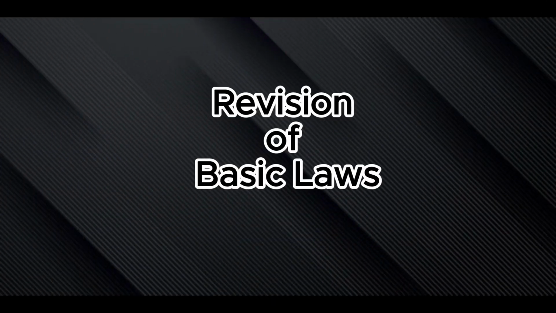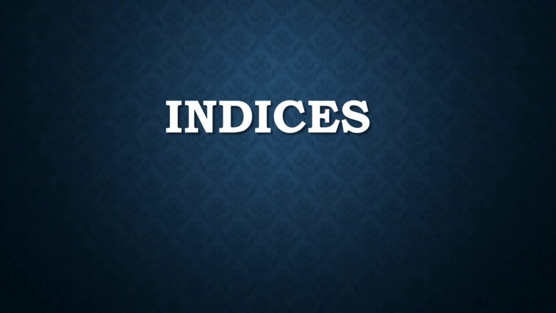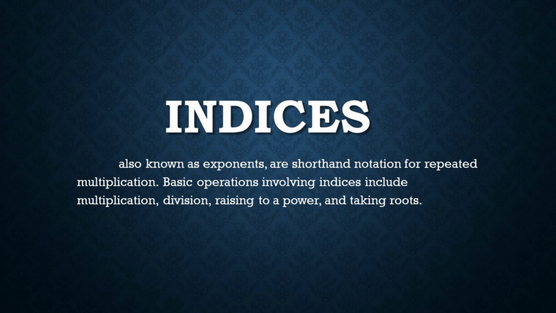In this chapter, polynomial division and the factor and remainder theorems are explained. However, before this, some essential algebra revision on basic laws and equations is included. Indices, also known as exponents, are shorthand notation for repeated multiplication. Basic operations involving indices include multiplication, division, raising to a power, and taking roots. The following are the laws of indices.